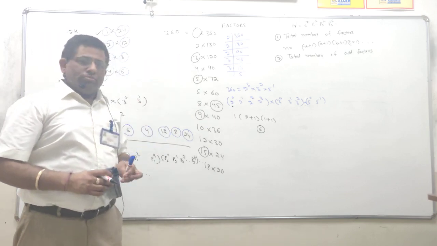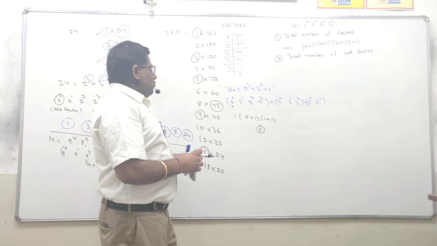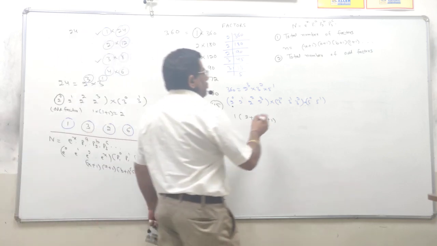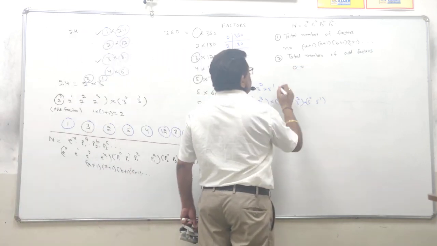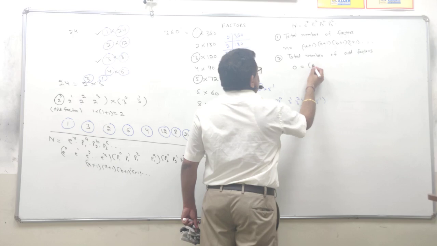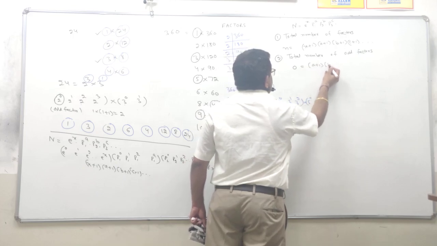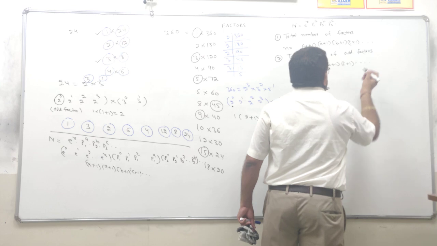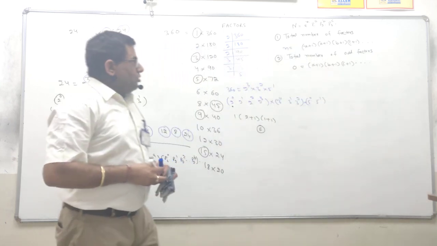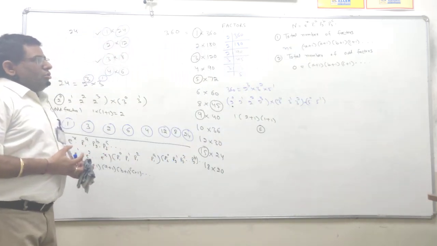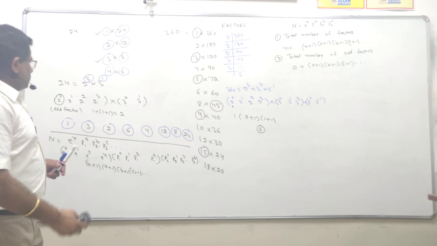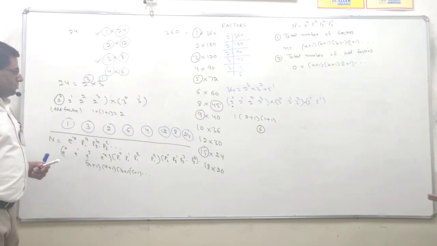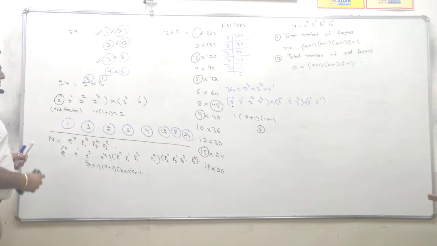Hope it is clear to all of you. So we are getting the odd factors in this way. Total number of odd factors is represented by O. This is 1 into, you can say, A plus 1, B plus 1, C plus 1, and so on. Okay, by this way we can get the number of odd factors. Clear? Okay.